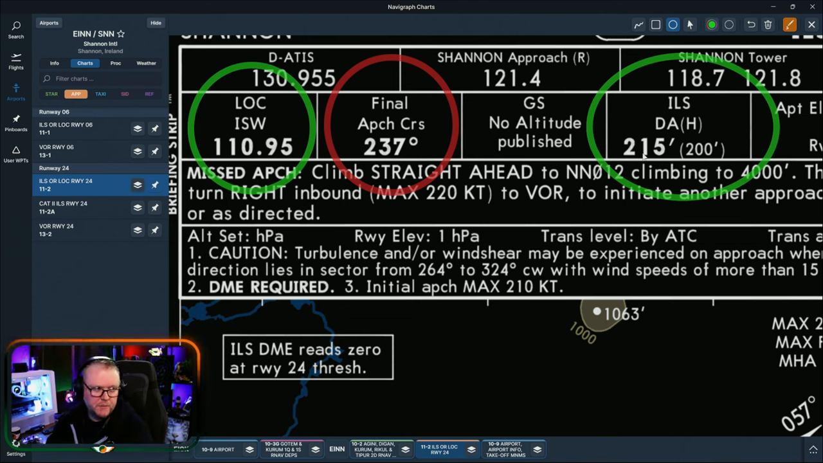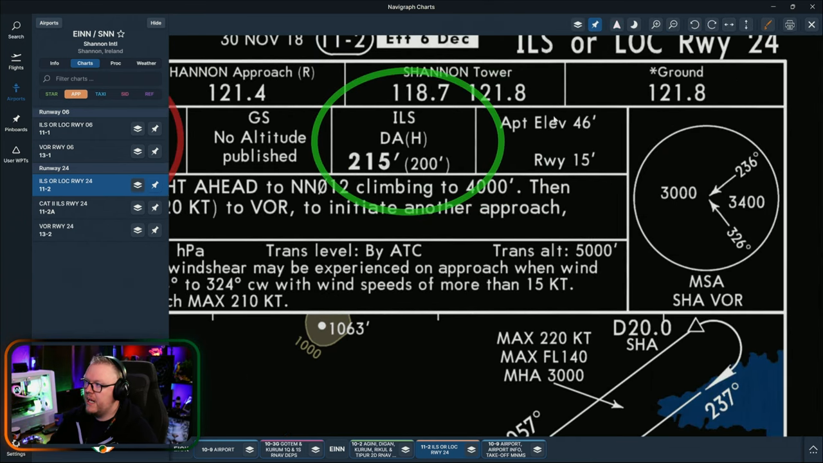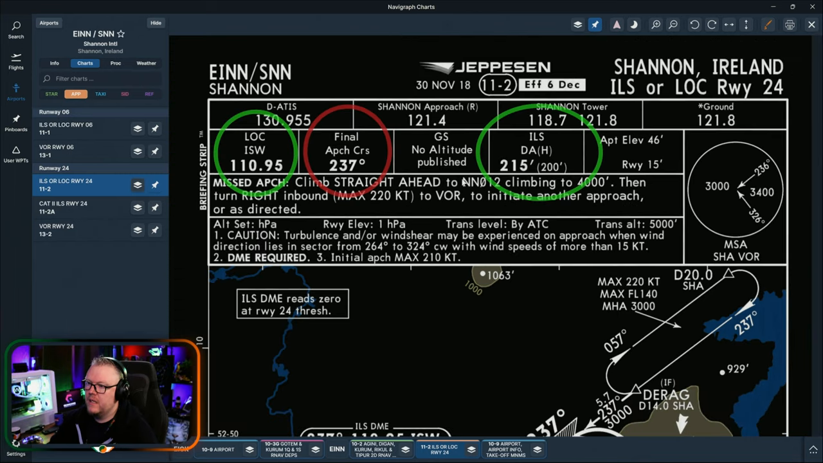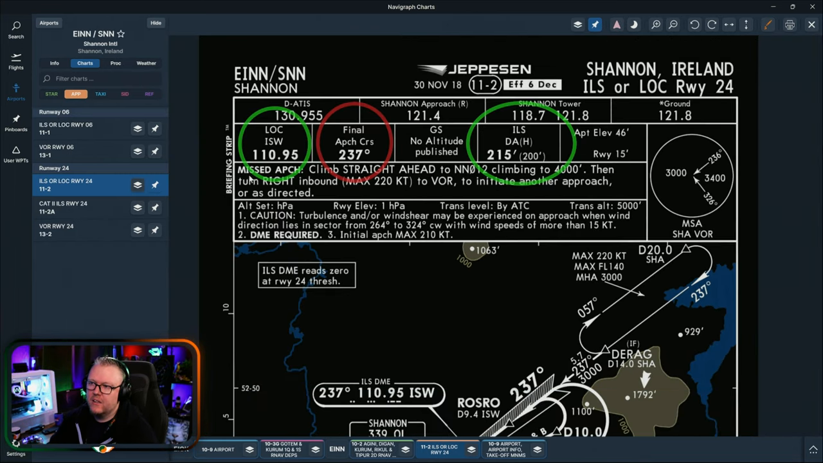All right? So, what else do we need to know? Your airport elevation. That's the height of the airport off the ground. Fair enough. Now, we can see a couple of things here. Our missed approach, we've already had a look through it. We have information here.